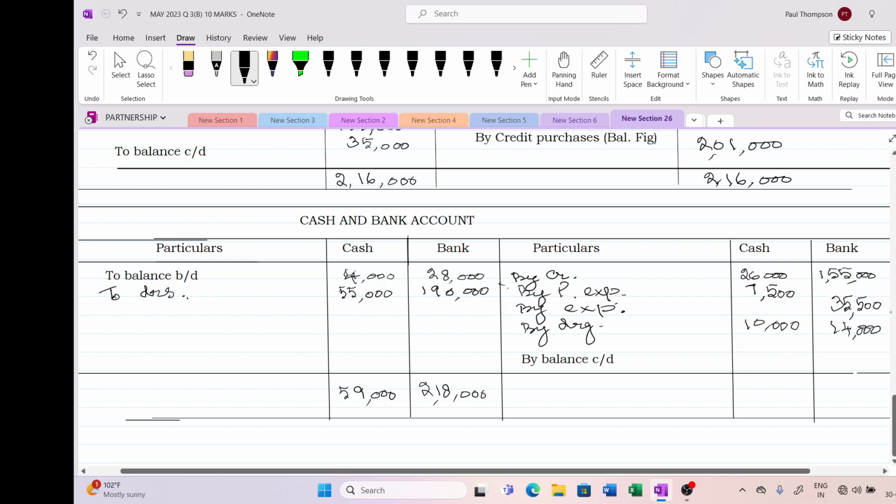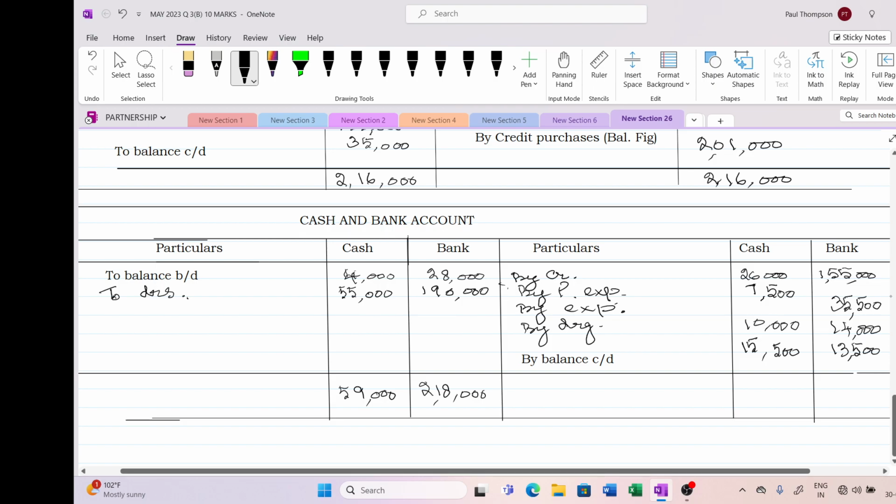If you subtract 43,500, 26 plus 10, 36, 36 plus 7.5, it is 43.5 minus 59 is your 15,500. So the balance of bank, sorry, cash is 15,500. What is the bank balance? 155 plus 14 plus 35.5 minus 218,000, that comes to 13,500.